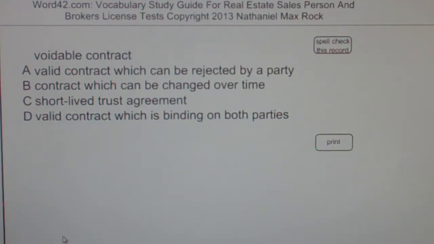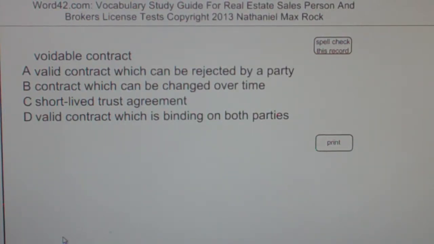Multiple choice question: voidable contract. A, valid contract which can be rejected by a party. B, contract which can be changed over time. C, short-lived trust agreement. D, valid contract which is binding on both parties.